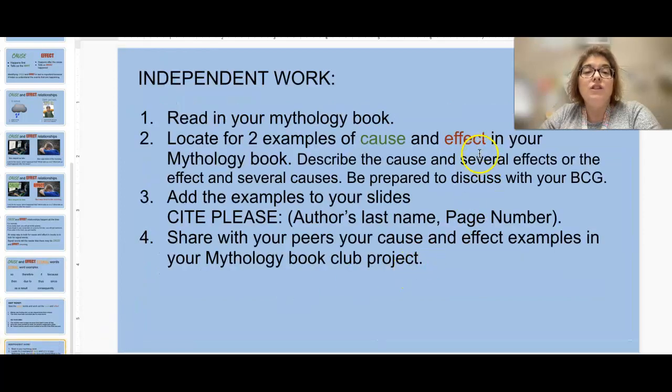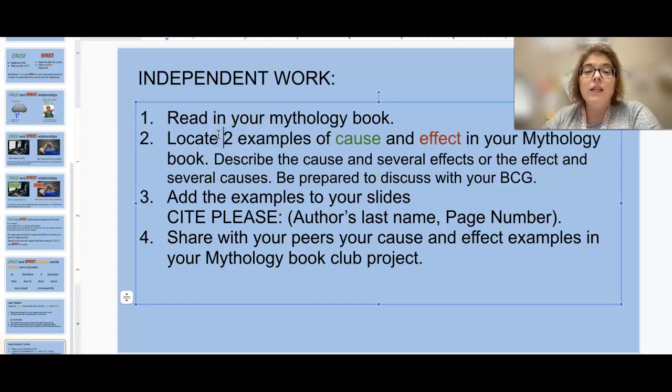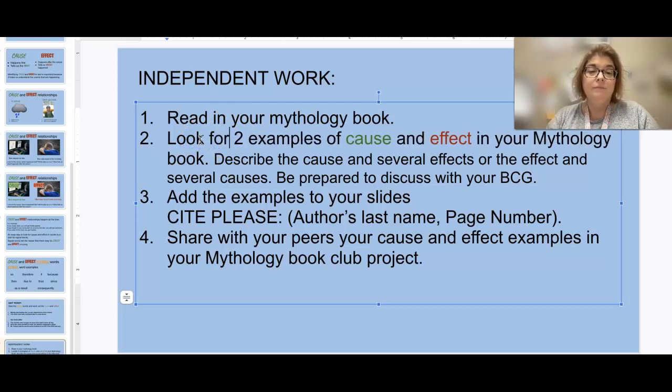And then for your independent work, you need to make sure you're reading in your mythology book. Guys, it is imperative. It is important. You have to read in your books in order to do this project. You have to. I want you to locate two examples of cause and effect in your mythology books, and describe the cause and several effects or effect and several causes.